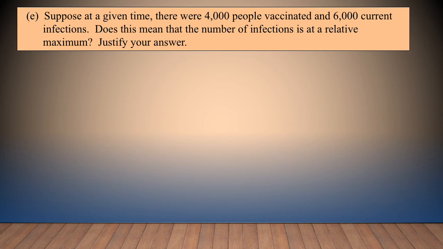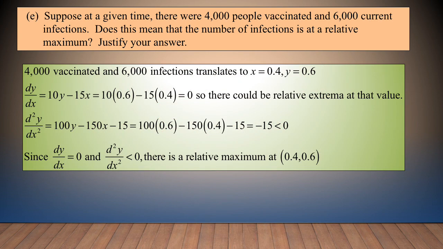E reads, suppose at a given time there were 4,000 people vaccinated and 6,000 current infections. Does this mean that the number of infections is at a relative maximum? Justify your answer. 4,000 vaccinated and 6,000 infections translates to x equals 0.4 and y equals 0.6. dy/dx equals 10y minus 15x, and that is 10 times 0.6 minus 15 times 0.4, and that's equal to 0. So there could be a relative extremum at that value.